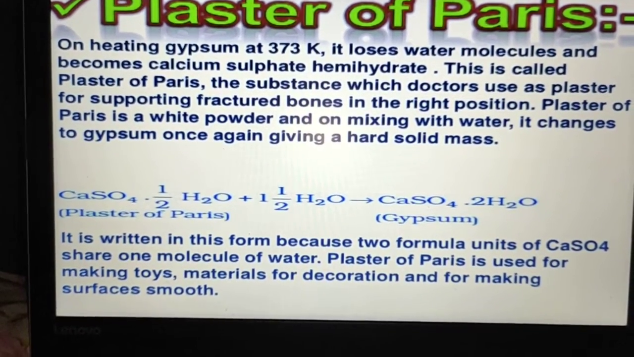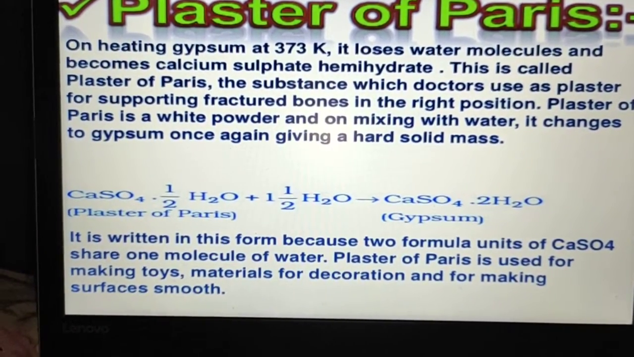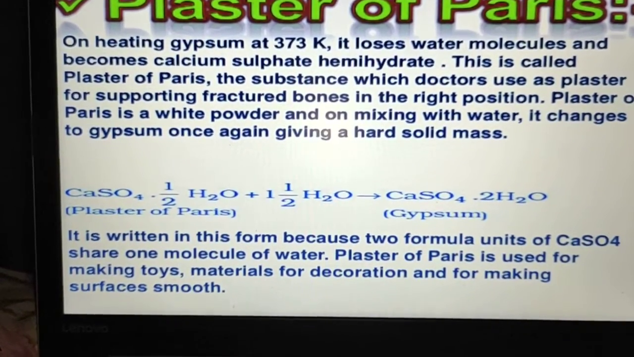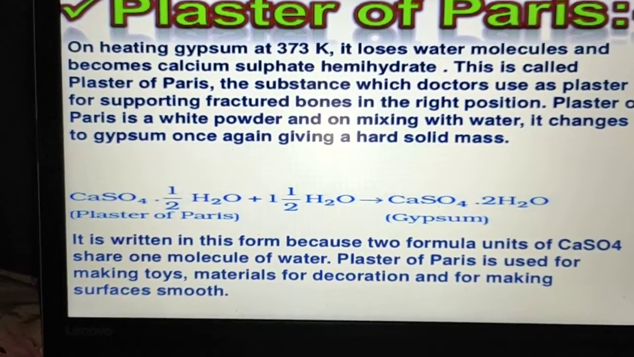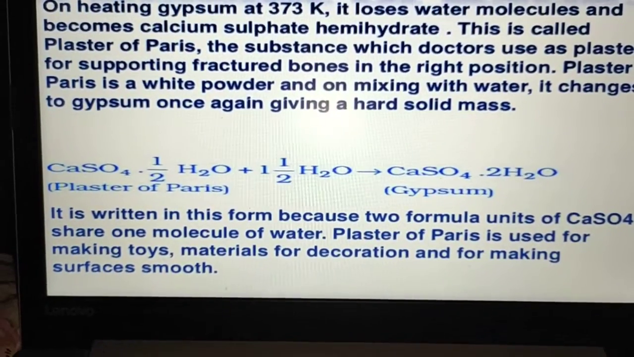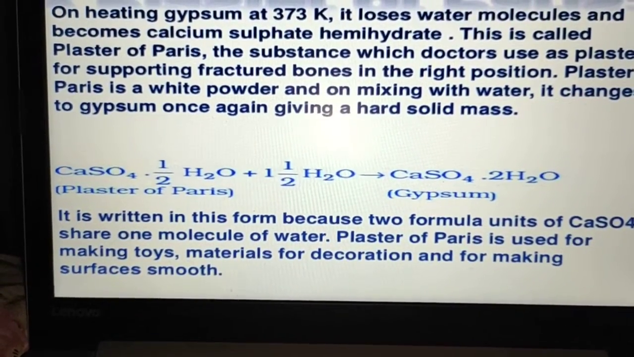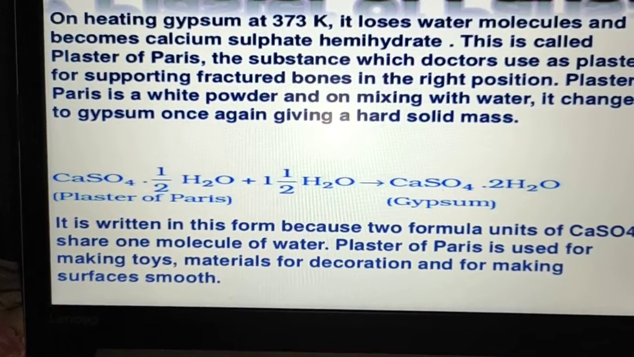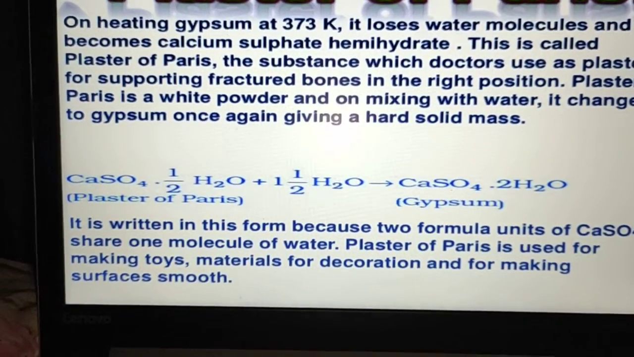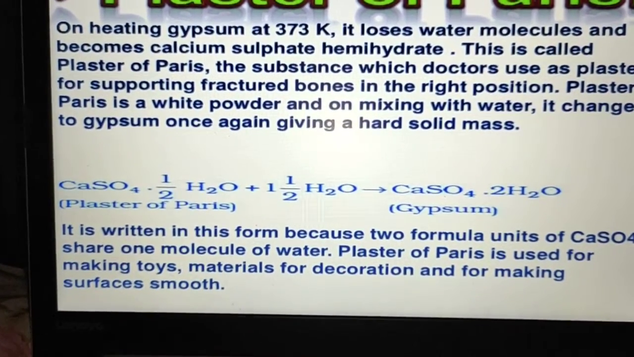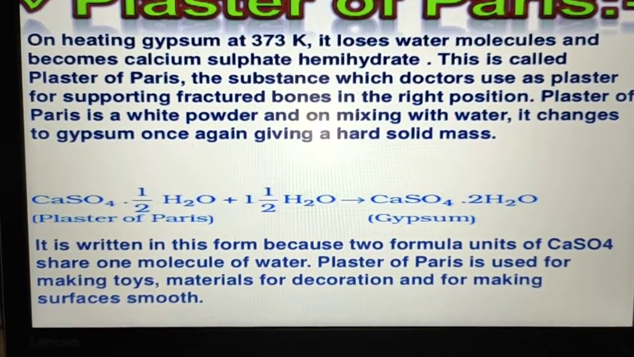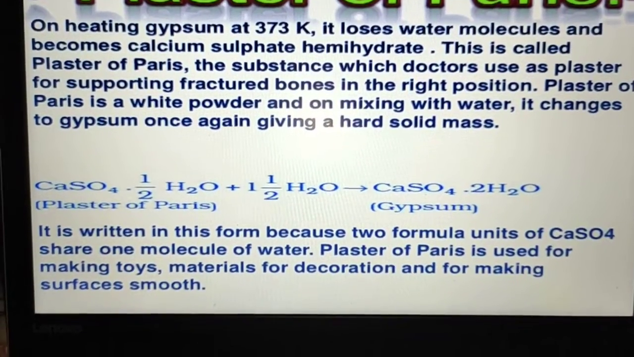The substance which doctors use as a plaster for supporting fractured bone in the right position, plaster of Paris, is a white powder, and on mixing with water it changes to gypsum, once again giving a hard solid mass. CaSO4.1/2H2O, that is your plaster of Paris, plus 1.5 H2O gives you CaSO4.2H2O, gypsum. If you write gypsum on the left hand side, then you have to heat it up and we get the reverse reaction, but heating is at 373 Kelvin. It is written in this form because two formula units of CaSO4 share one molecule of water.